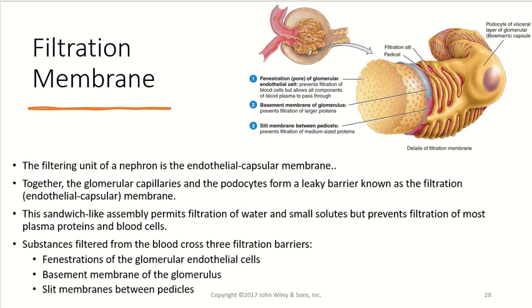Substances that are filtered from the blood cross 3 filtration barriers, so 3 levels of filtration that are occurring here. We have the fenestrations that are part of the glomerular endothelial cells. We have the basement membrane of the glomerulus, and then we have the little slits between those little pedicles. So those are our 3 layers of filtration.